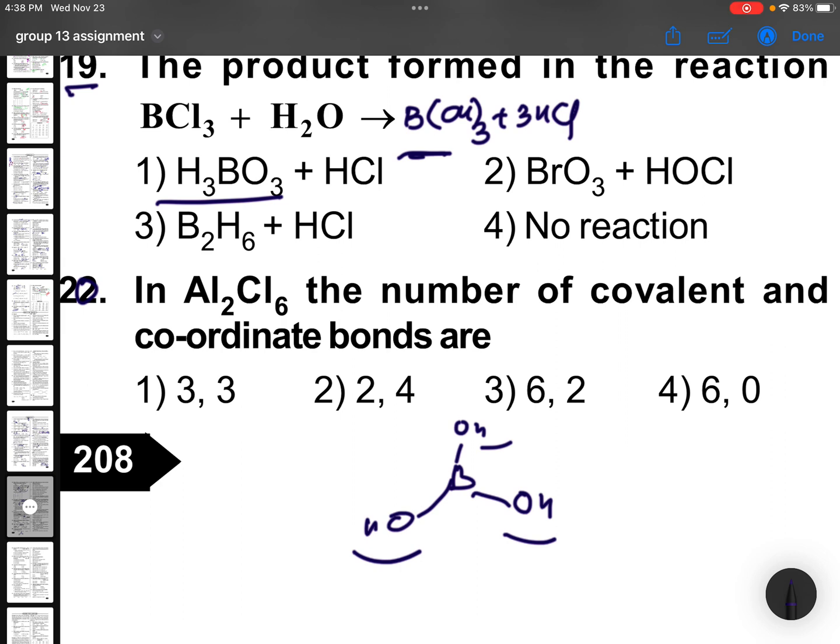In Al2Cl6, the number of covalent and coordinate bonds are, see, Al, 1, 2 normal bonds, 1, 2 normal bonds. This is covalent, this is covalent. So 1, 2, 3, 4, 5, 6 are normal and coordinate bonds are 2. So it should be 3.